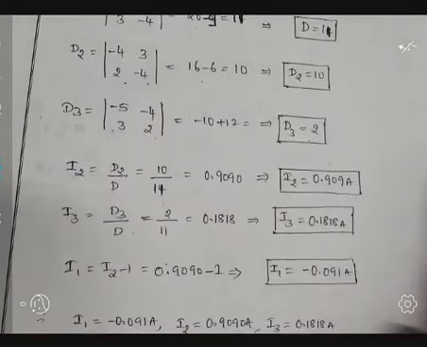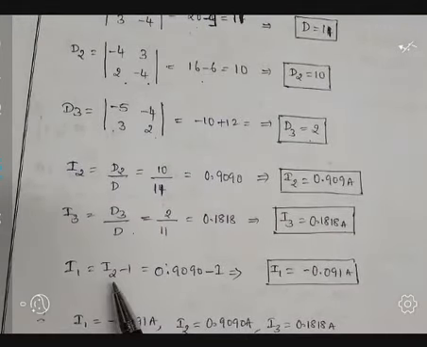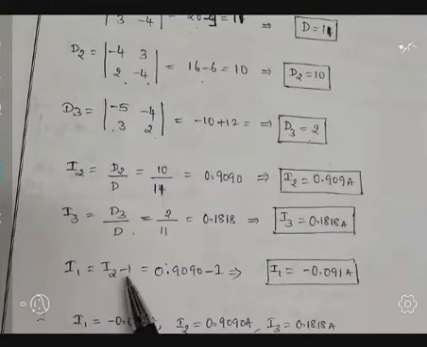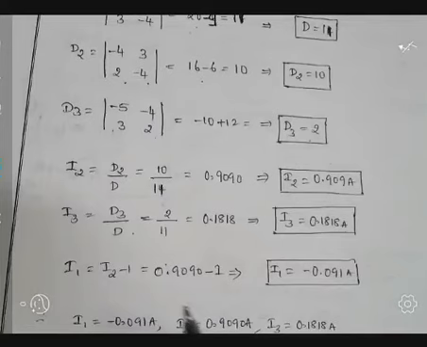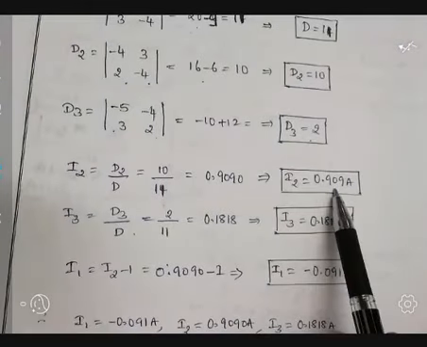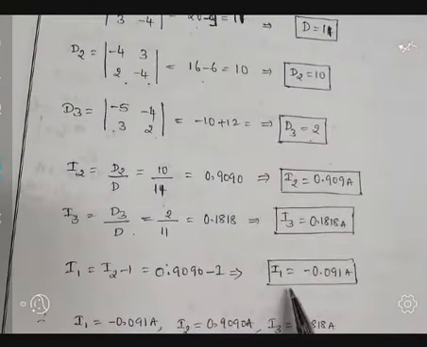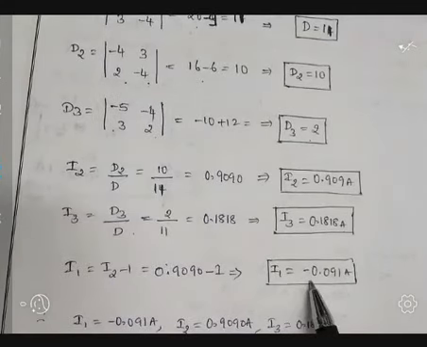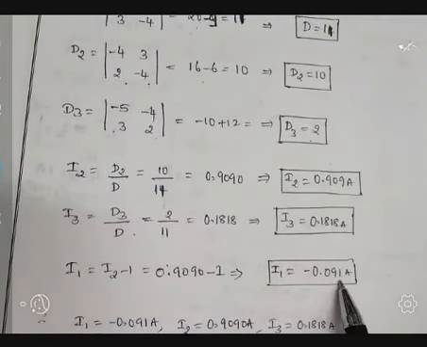So we calculated two unknowns, I2 and I3, left with what? Current I1. I1 equal to what? I2 minus 1 is there. So I2 minus 1 is there. Substitute the value of I2 here. I2 is what? 0.909 minus 1. Hence I1 equal to minus 0.091 amperes. Hence we got all the three unknowns.